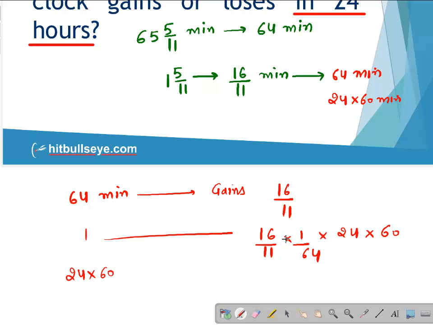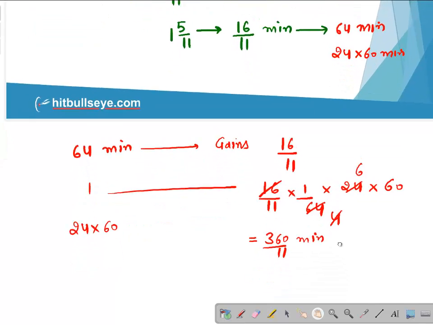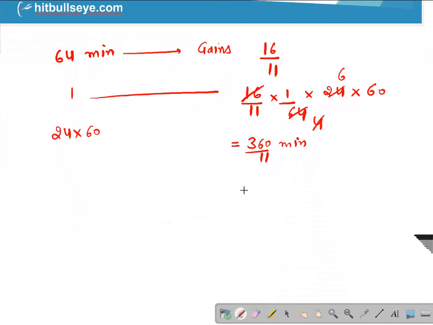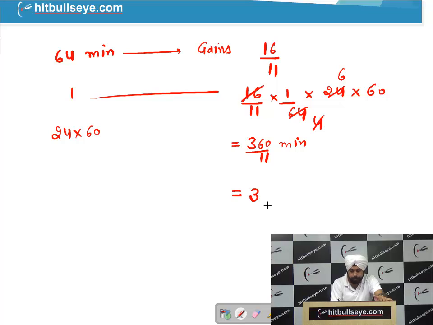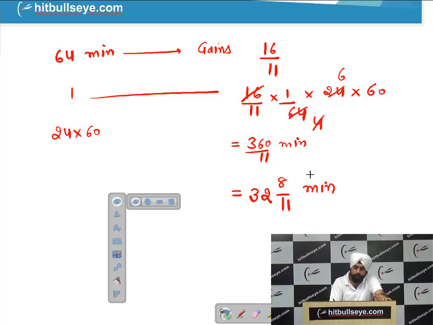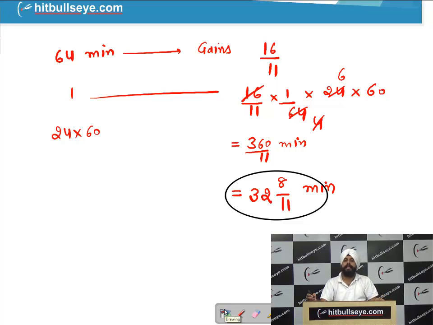Now this we need to solve, students. 16 4s are 64, 4 this is 6. This becomes equal to 360/11 minutes. Now students, 360/11 minutes you will convert. It becomes 11 3s are 33, 330, 11 2s are 22, 32 8/11 minutes. Our question was the clock will gain or lose how much? So we will say the clock would have gained 32 8/11 minutes. Right, students?